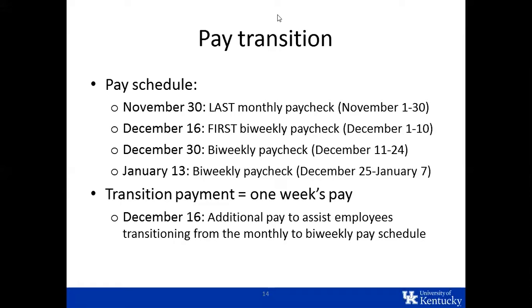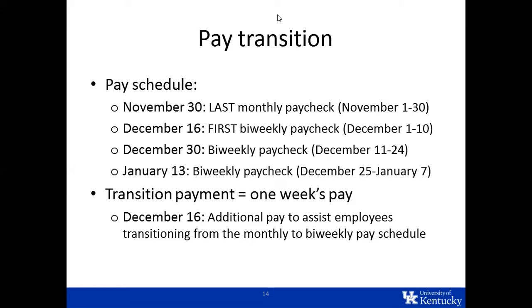This will be what you have expected and have experienced, just like you have for the last several months, ever since you've been in an exempt position. On December 16th, you will receive your first biweekly paycheck. You will be paid from December 1st through the 10th. So there is a little bit of a lag. There's only 7 working days being paid out, so it's not a full biweekly paycheck. It is a partial biweekly paycheck. That's important to note because this is not what you're going to see on a regular basis.